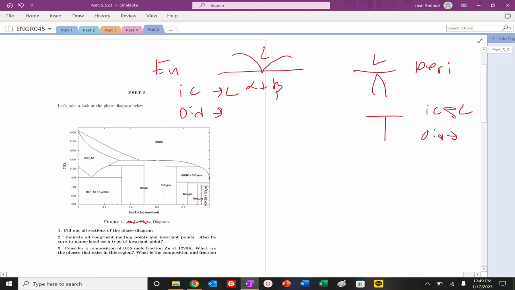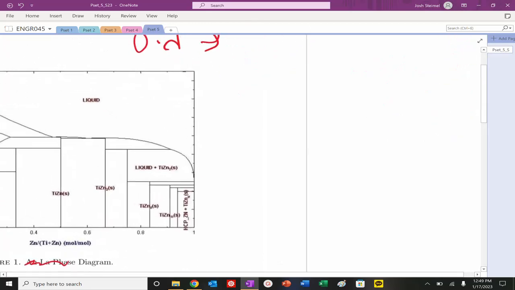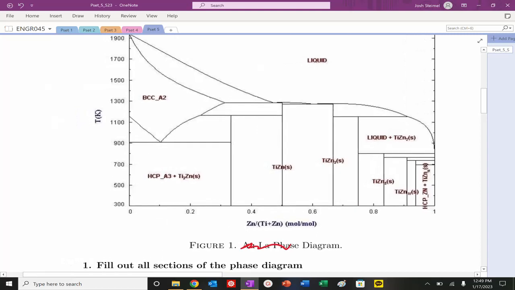So again, this could be liquid to alpha plus beta. My mistake here, that's not true. We can look at a liquid plus alpha goes to a beta phase here. So a two-phase region into a single-phase solid region. So let's go ahead and look at what are the invariant points we have here.